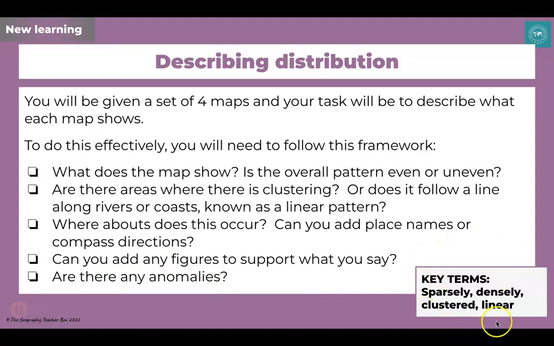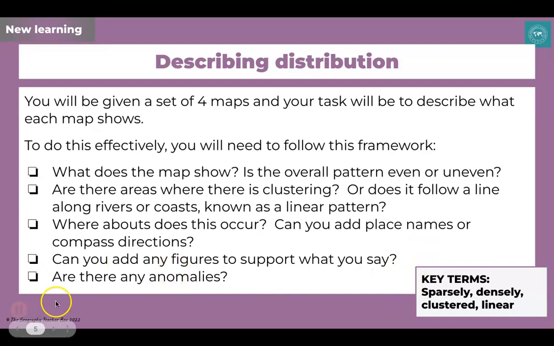Now there's some key terms that might help you as well. So the word sparsely means there's not very much there, it's very few. Densely means things are very crowded. And also clustered means there's lots going on in one area but not going on in another area. And linear, like we said earlier, is when a pattern is following a specific line, and that line could be curved or it could be straight.